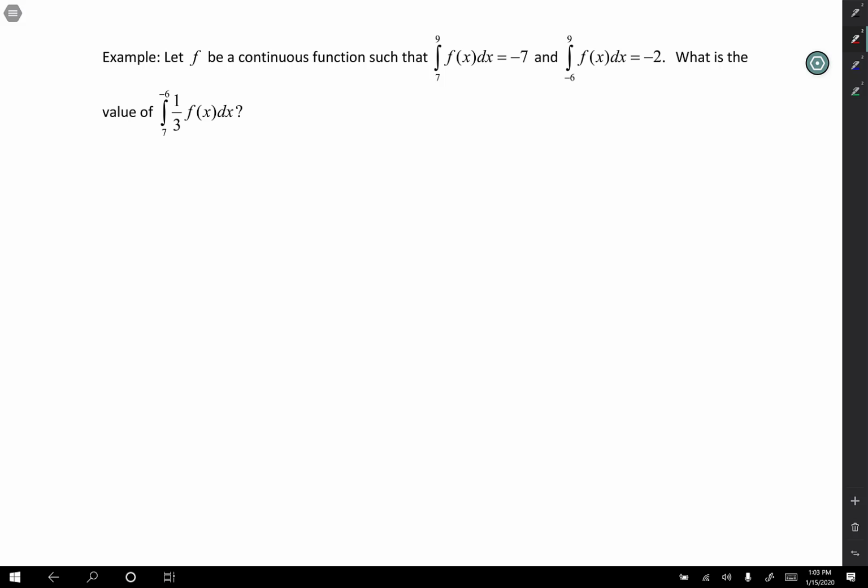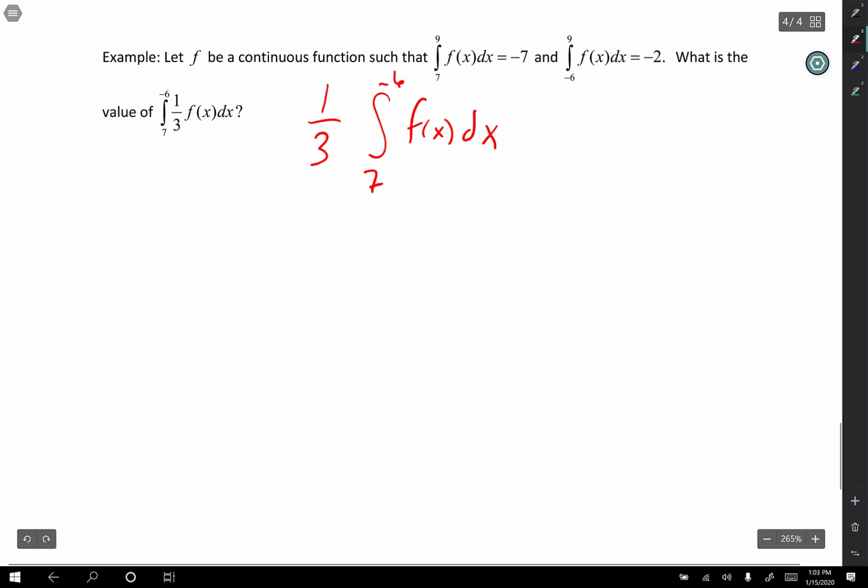Let f be a continuous function such that the area under the curve from 7 to 9 of this function is -7. Area under the curve from -6 to 9 of this function is -2. What is the value from 7 to -6 of 1/3 f of x? All right, to make it simple for you, bring that 1/3 out. So what they want is this 1/3 integral 7 to -6 of f of x dx. Cool or not cool? Yes.